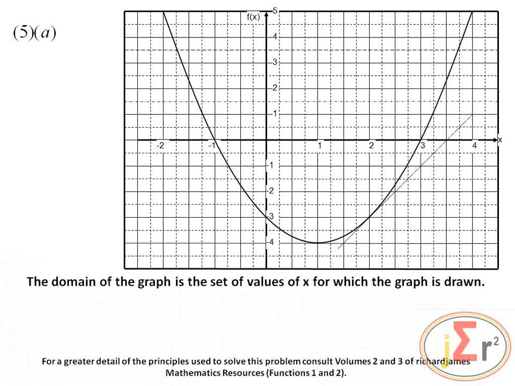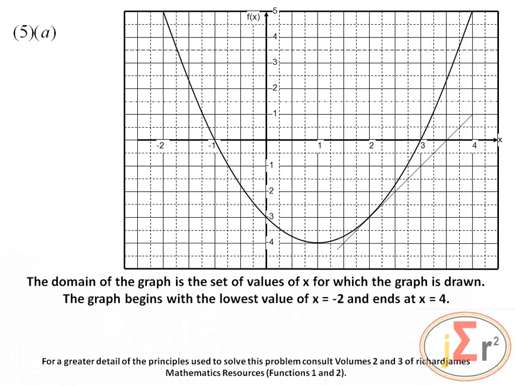We are required to find the values of A and B which define the domain of the graph. The domain of the graph is the set of values of x for which the graph is drawn. The graph begins with the lowest value of x equals -2 and ends at x equal to 4, and that is going to be shown right there. So it starts where x is equal to -2 and ends at 4. So the values are A equal to -2 and B is equal to 4.